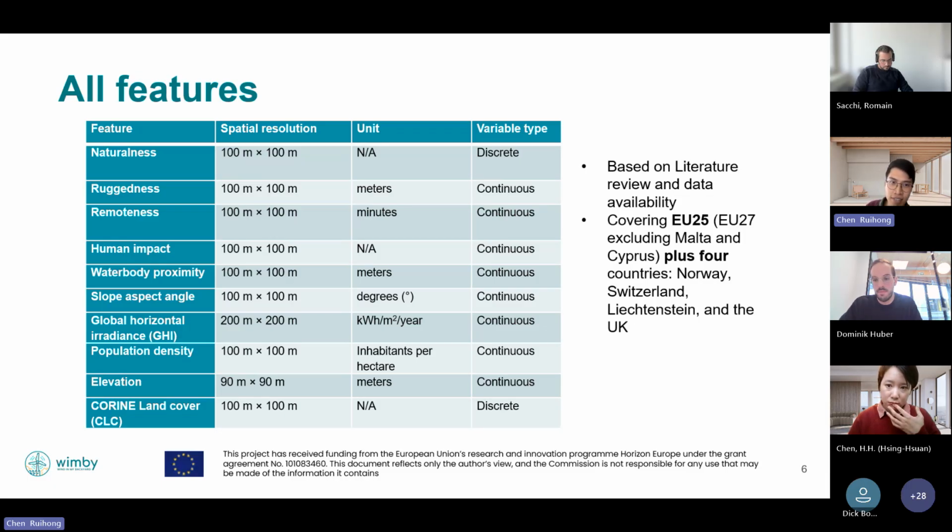It's EU 25. It's basically the whole EU excluding Malta and Cyprus, but plus four additional countries: Norway, Switzerland, Liechtenstein, and the UK. This data mostly has very high spatial resolution, but we need to resample all the data to approximately 1 kilometer by 1 kilometer to match the Scenic-Or-Not data set.